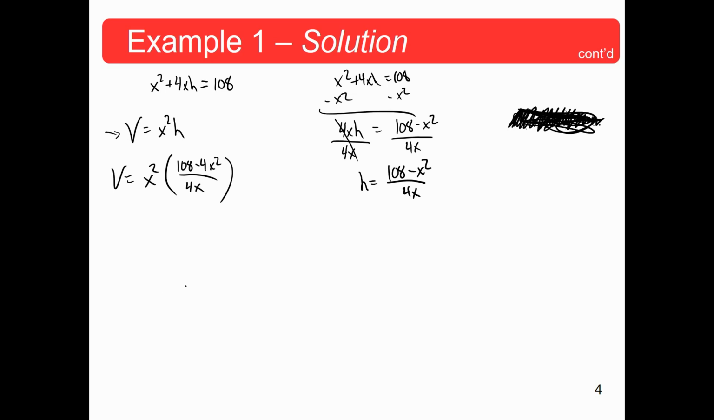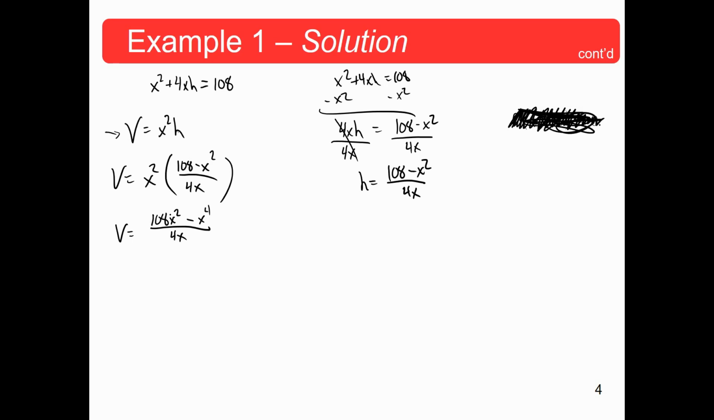I know that I have a tendency to add things that aren't there, so let's make sure we don't add any values there. We're going to go ahead and multiply this. Our volume equals (108x squared minus x to the fourth) over 4x. I'm just distributing the x squared through.